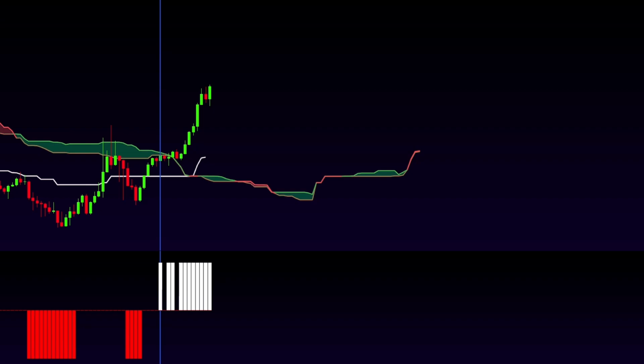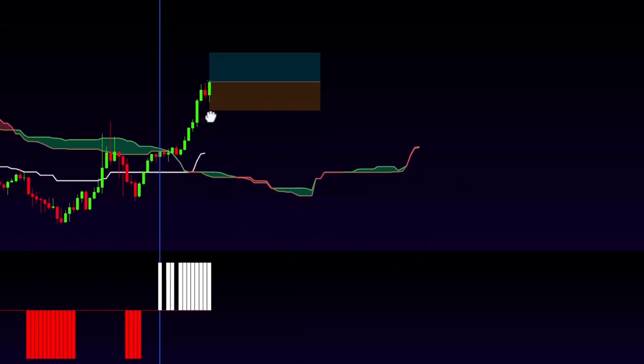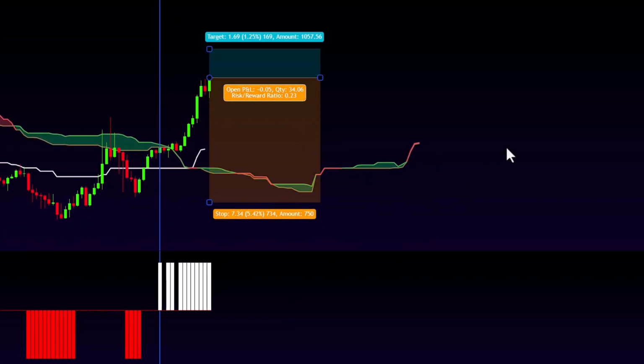Next, we check the closing price of the signal candle to confirm that it's above both the Kijun line and the Ichimoku Cloud, indicating an uptrend. Here we see the price has indeed closed well above both, confirming a strong trend. With this confirmation, we confidently enter a buy trade.